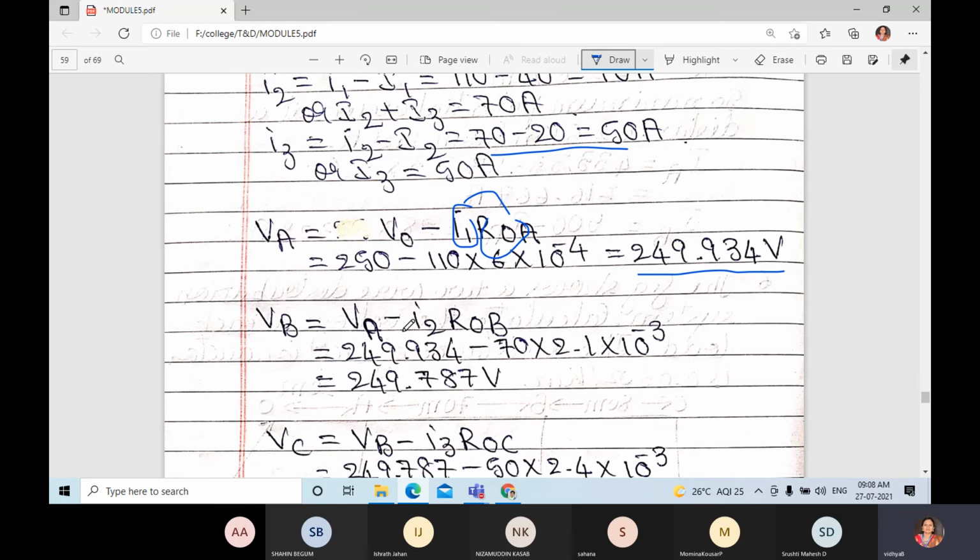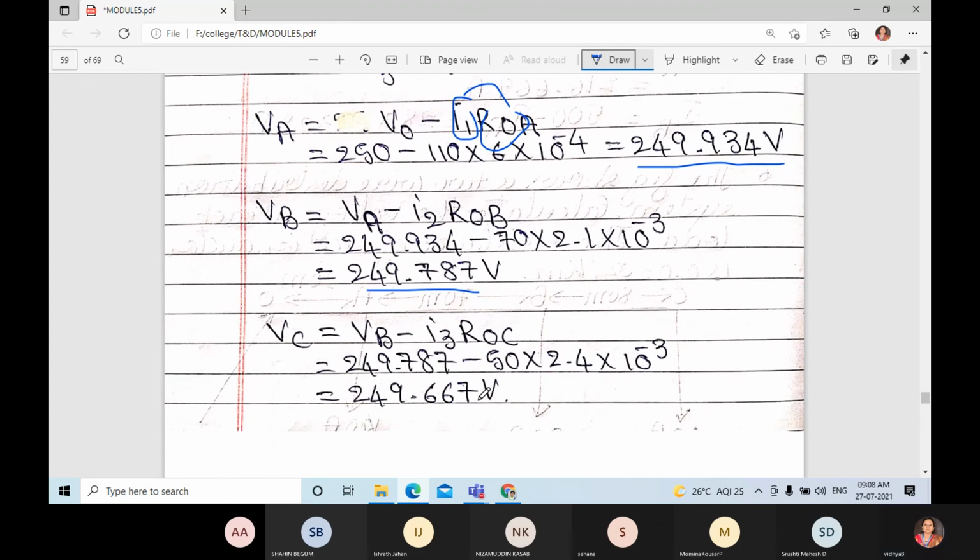And VB is equal to VA minus I2 into ROB. You'll get 249.787. VC is equal to VB minus I3 into ROC. You will get 249.667.